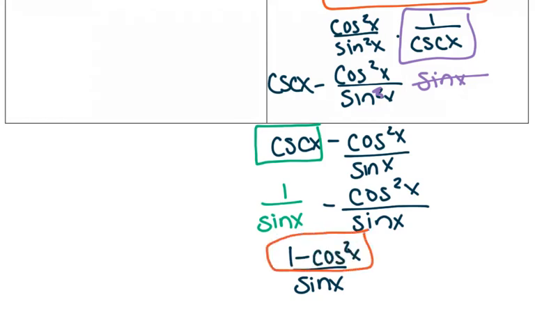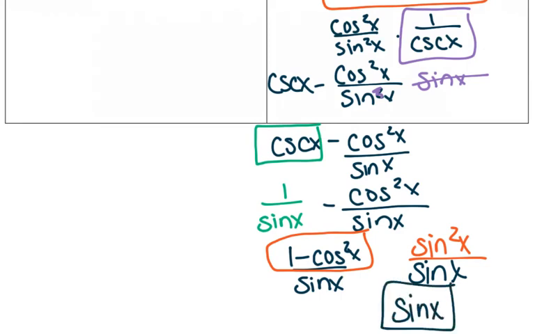This top is a Pythagorean identity. It's the same thing as sine squared. On the bottom I have a sine x. So if I had two sines on top, one on the bottom, one would cancel out. So I just have 1 sine x.